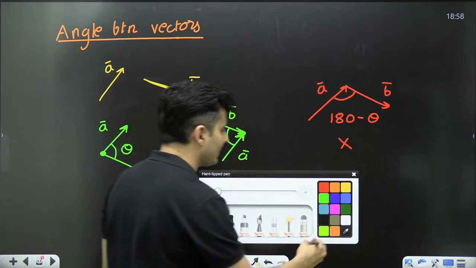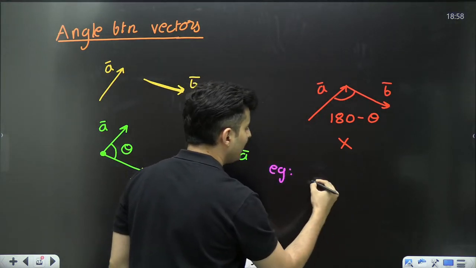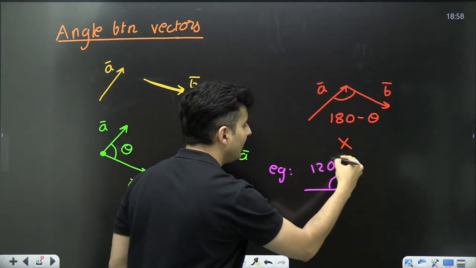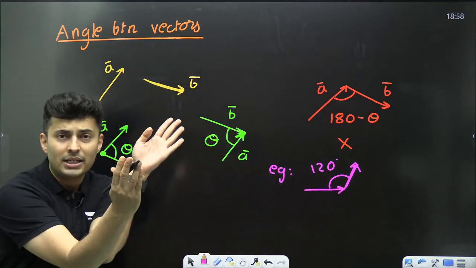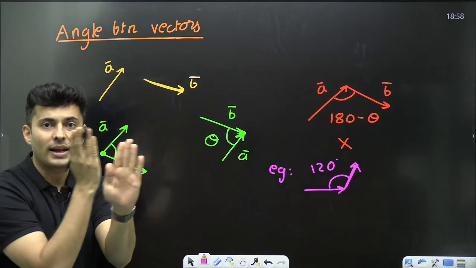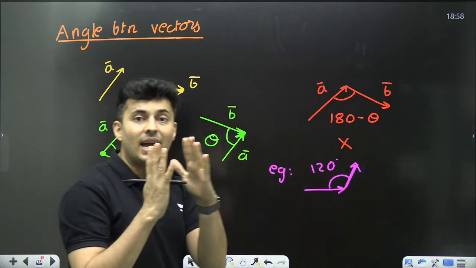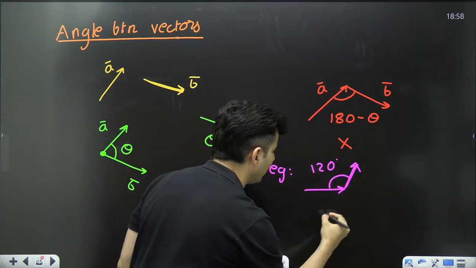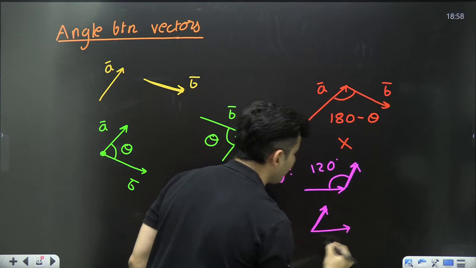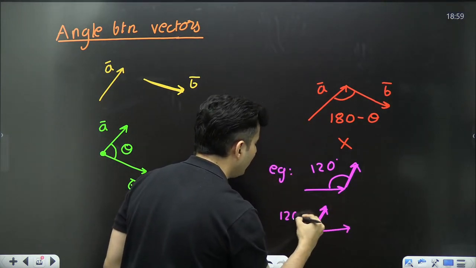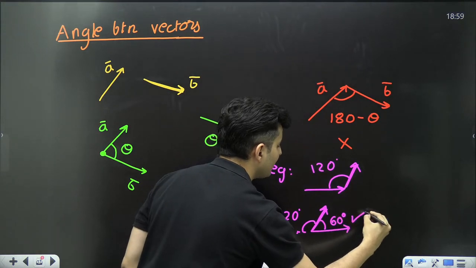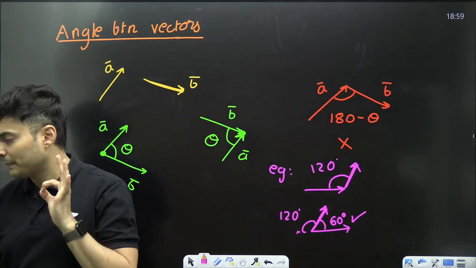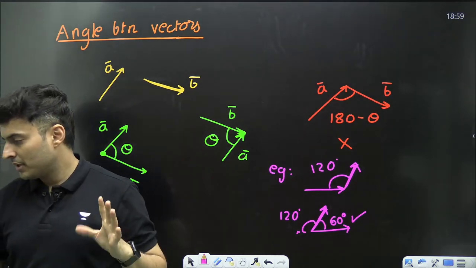So just to give you an example, my dear students, imagine if there are two vectors like this, and let's say this angle is 120 degrees. Remember, it's not joined from the same point, tails or heads. So slide them so that the angles can be measured easily. Slide this vector so that the tails start from the same point. So it will basically look like this. And now I know if this is 120 degrees, this will be 60 degrees, and this is the correct angle. So the angle between the two vectors is 60 degrees. Understood? Very good.